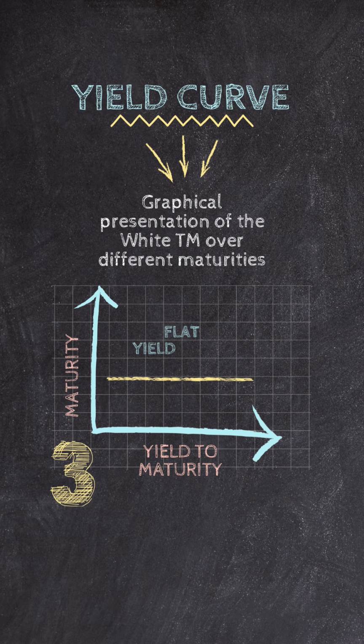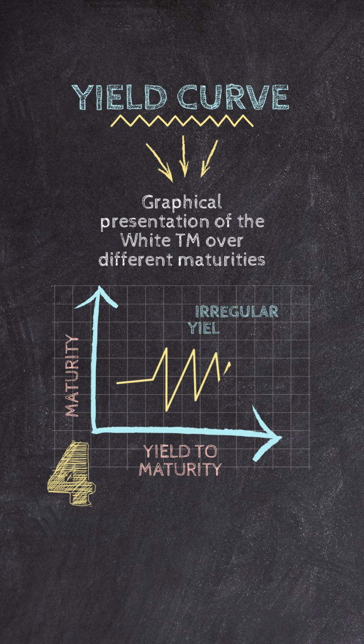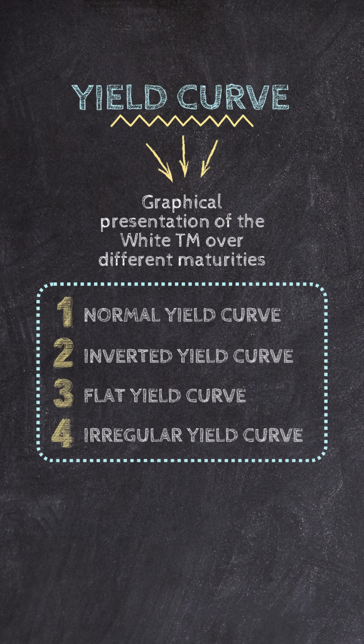Third, the rates of interest across maturities might be the same, in which case that is called a flat yield curve. And lastly, if the interest rates irregularly change, they may increase, decrease, that is called an irregular curve. So these are the four important types of the yield curve.